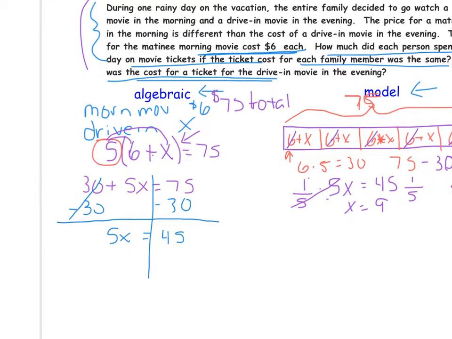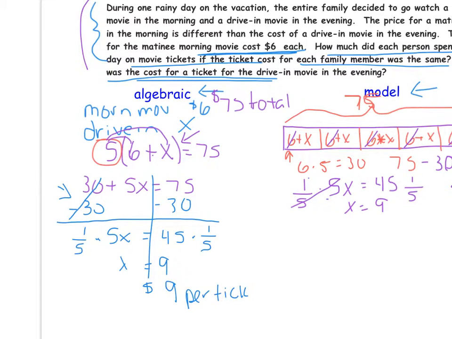And here I want to get rid of that coefficient of 5, so it's multiplied, so I can divide, or dividing is the same thing as multiplying by the multiplicative inverse. That's called the multiplicative inverse property. This up here was the additive inverse property. So now I have x equals 9. So you can see, regardless of which way we used, the model or the algebraic way, we still came up with $9. And remember, we're doing a good model, so you have to say $9 per ticket.